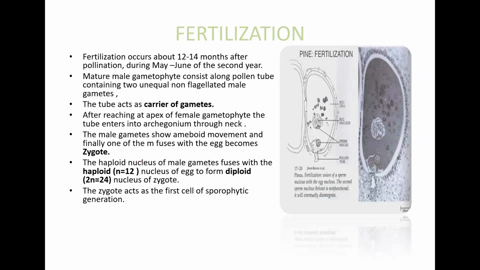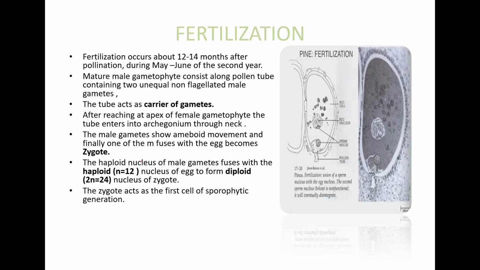Next, when I talk about fertilization, fertilization here occurs about 12 to 14 months after pollination. From the microsporophyll, that is, from the male cone, by the breaking of the microsporangia, all the microspores are released into the air. These pollen grains reach the female cone, where the ovules are present on the ovuliferous scale. When they fall on the micropyle of the ovule, they wait there for 12 to 14 months. They are not immediately fertilized.